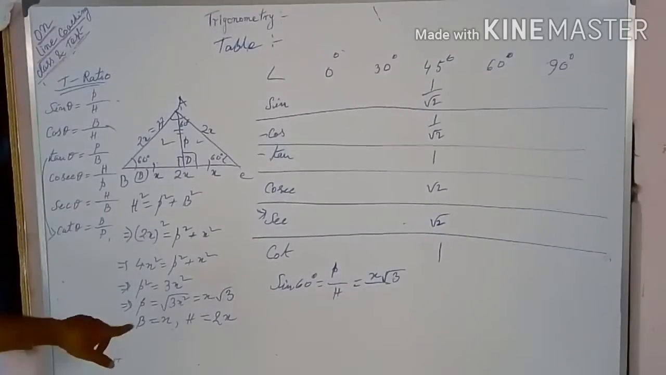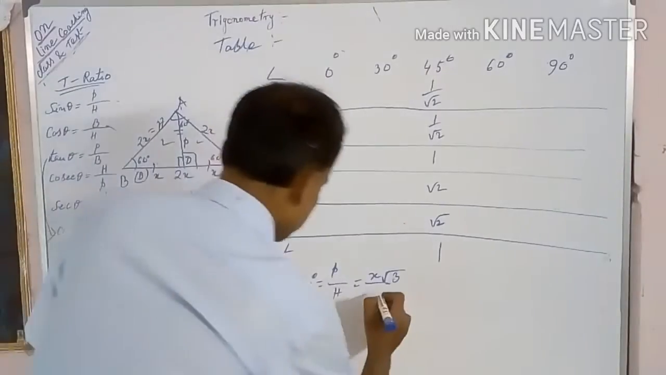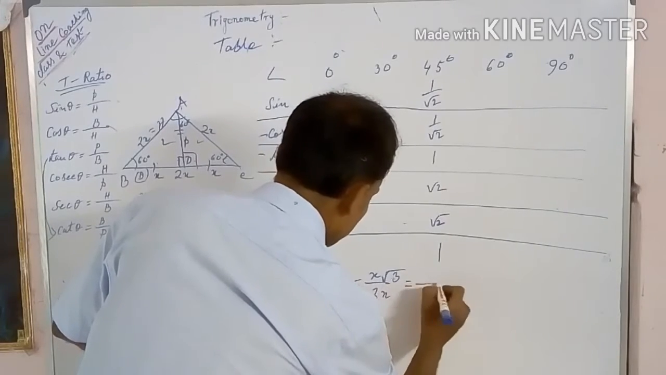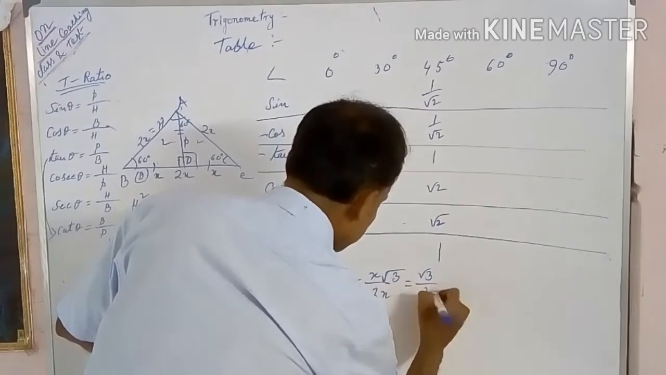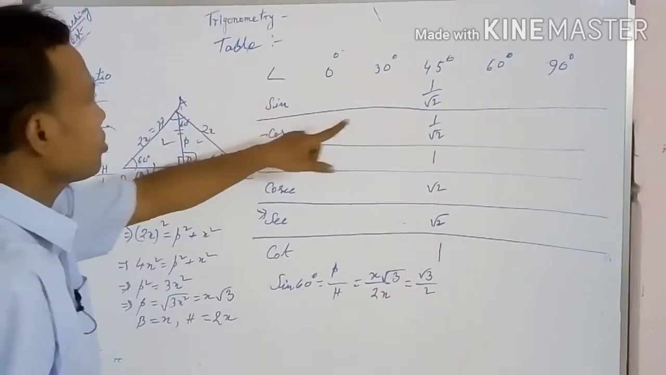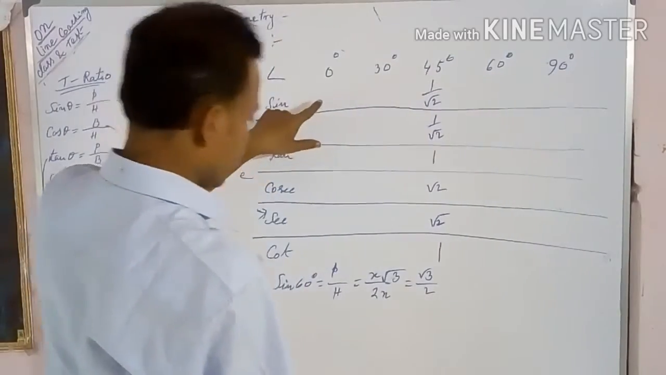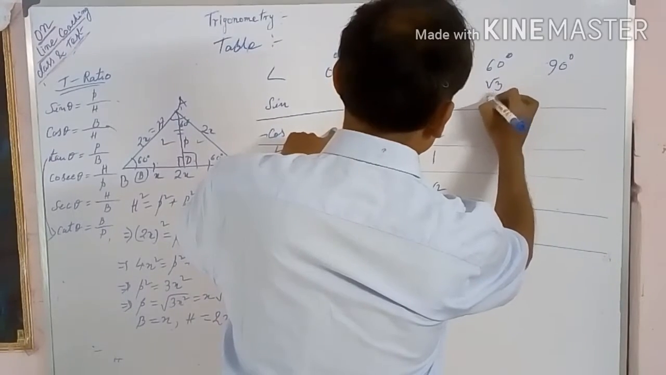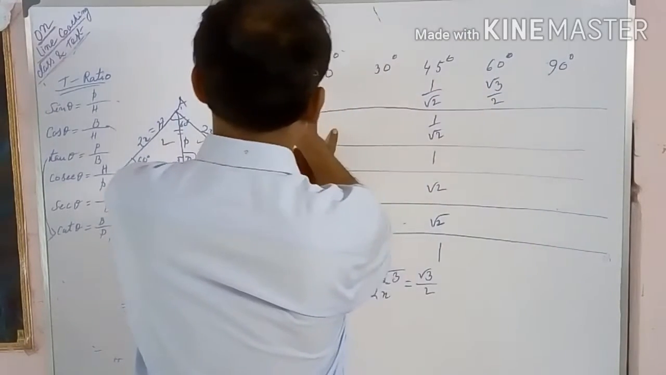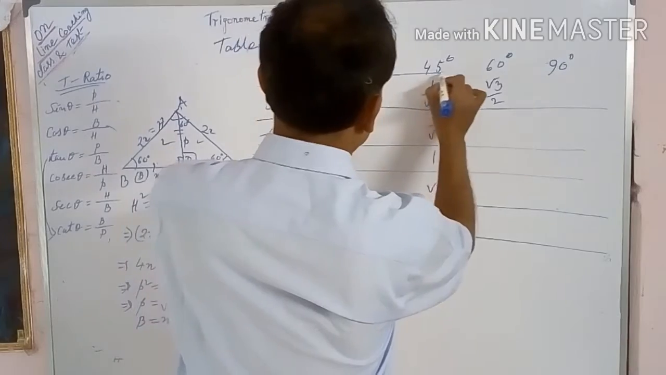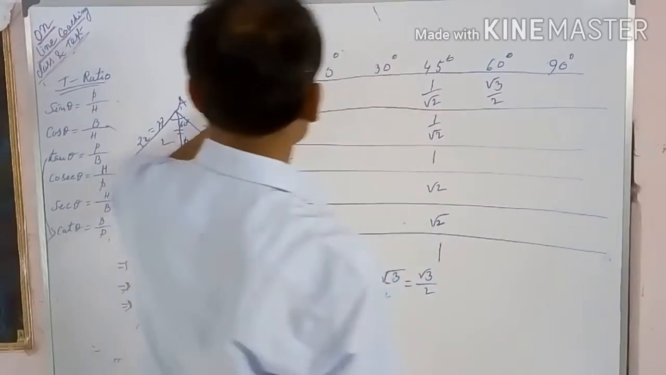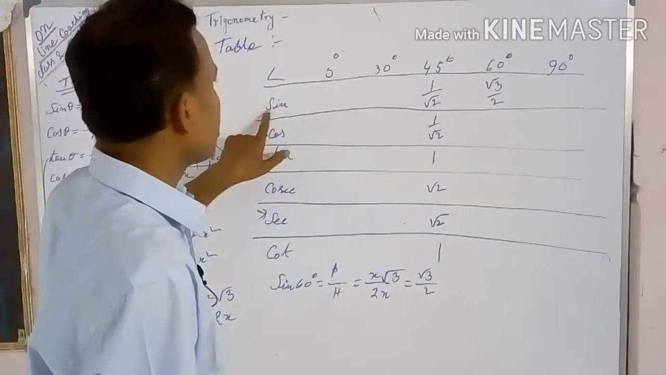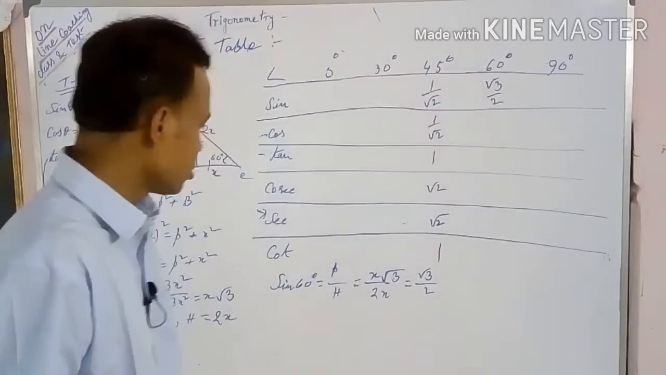Perpendicular by hypotenuse is equal to x root 3 by 2x. The x cancels out, leaving root 3 by 2. So what is the value of sin 60? Sin 60 is equal to root 3 by 2. For the angles, sin 0 degree, sin 45 degree is equal to 1 by root 2, sin 60 degree is equal to root 3 by 2.